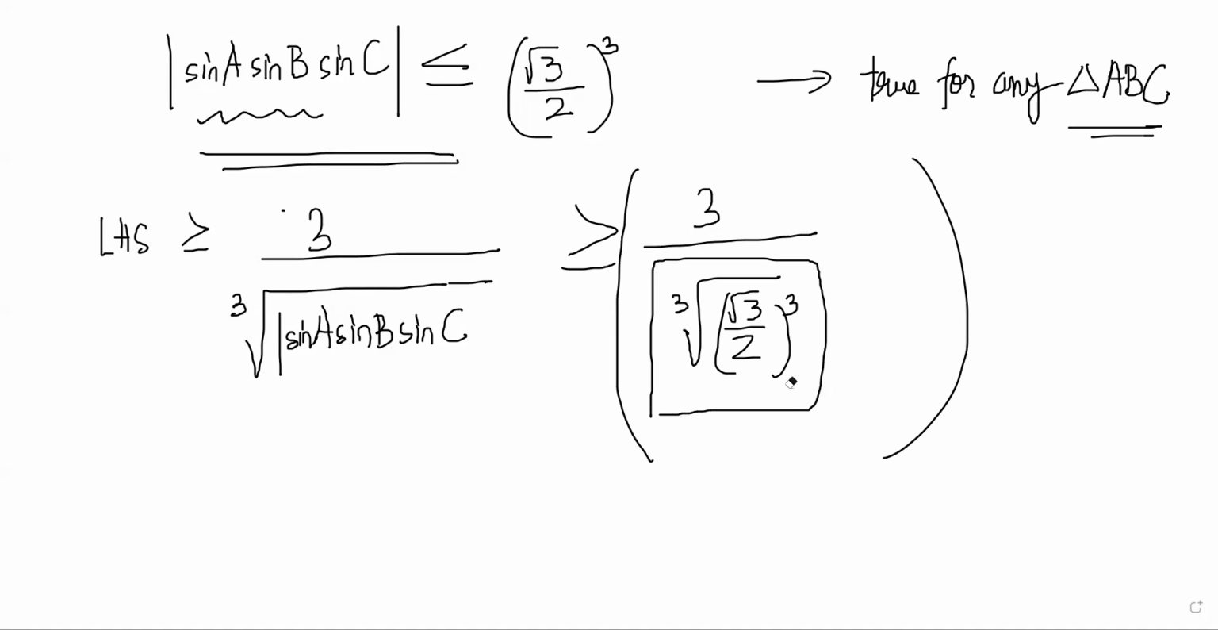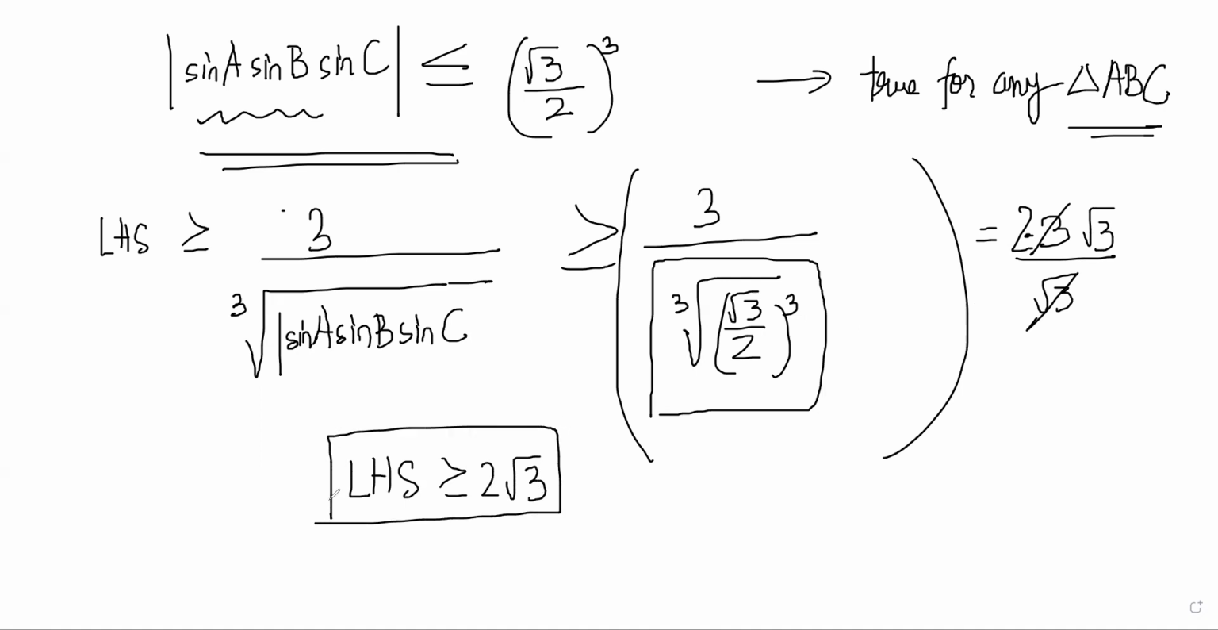This part is less than this, so I'm replacing this with a bigger thing. When I replace it with a bigger thing, the inequality sign is preserved. It's greater than or equal to. And what I get from here is basically 3 by, this is cube root of cube, so root 3 by 2. So 2 goes on top and this cancels and it becomes 2 root 3. So we have proved that LHS is greater than or equal to 2 root 3.